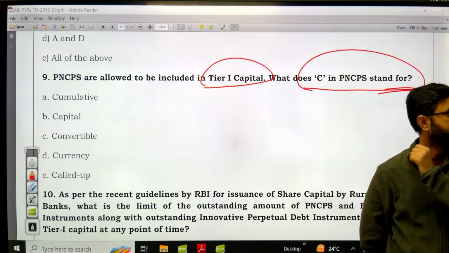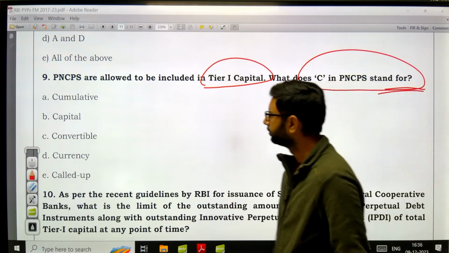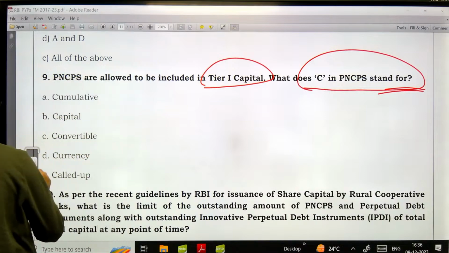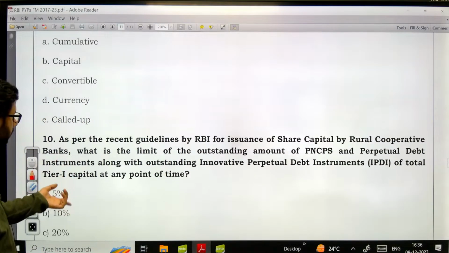How many of you know P and CPS full form? Yes, correct, Sejal. Cumulative is the correct answer.